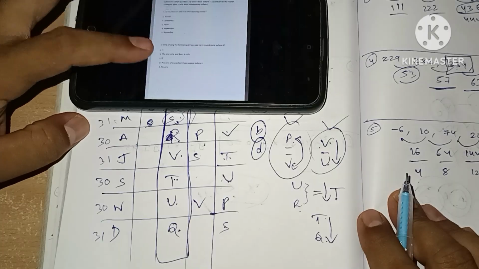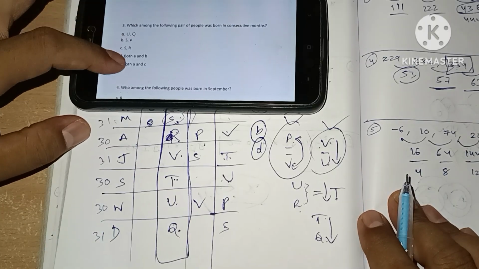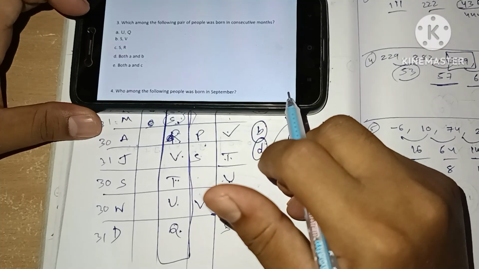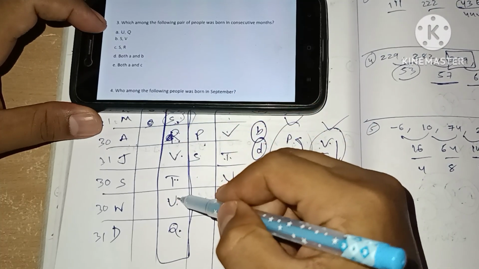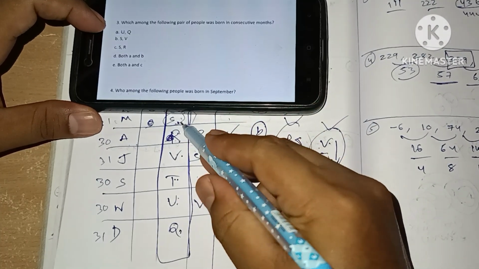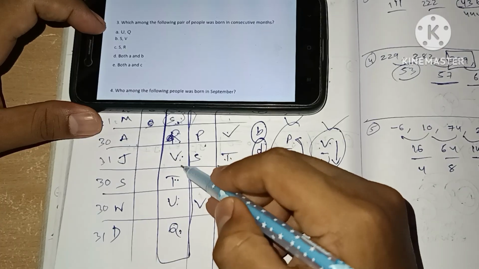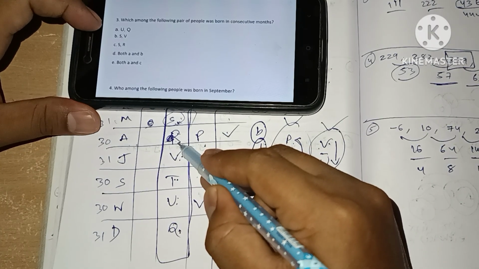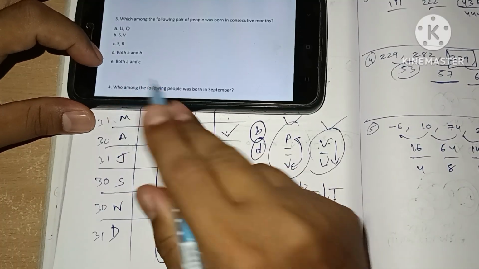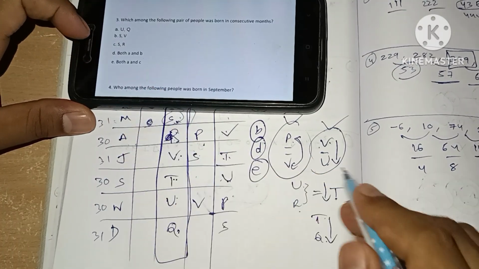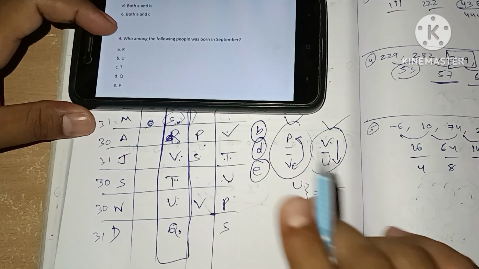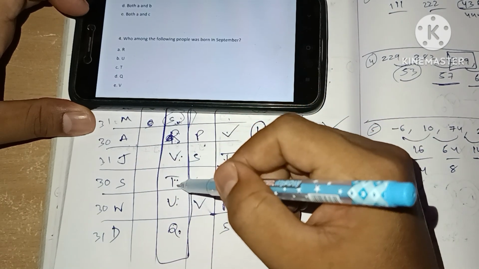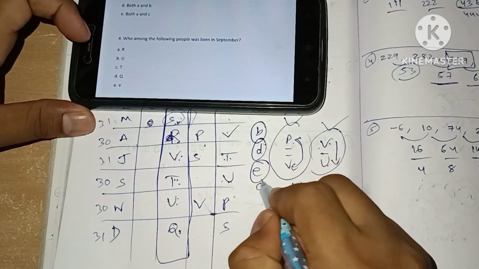Third question. Which of the following pairs of people was born in consecutive months? U Q, yes. S and V, no. S and R. So our answer will be option E, both A and C are right. Next, who among the following people was born in September? In September, T was born. Option C is the answer.